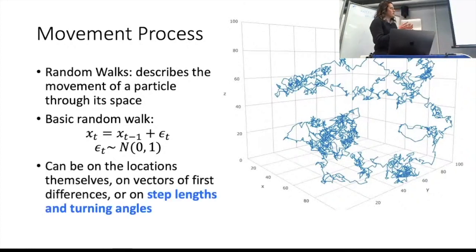And so when we're talking about this in terms of movement processes and actually analyzing animal tracking data, these random walks can be done in a couple of different ways. They can be done on the locations themselves, so that's what Henrich's process model does. They can be done on vectors of first differences, so that's what another model, the DCRWS, does. That's typically a state space model, though. Or they can be on the step lengths and the turning angles of a track. And that's what a lot of the packages use nowadays, and it's a very interpretable way of analyzing animal movement data, and so that's what we're going to focus on today.